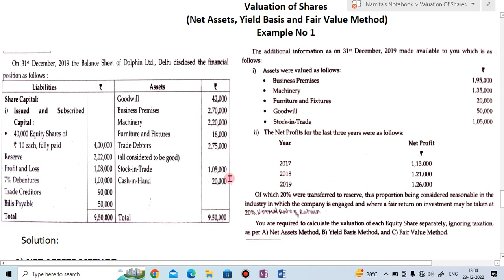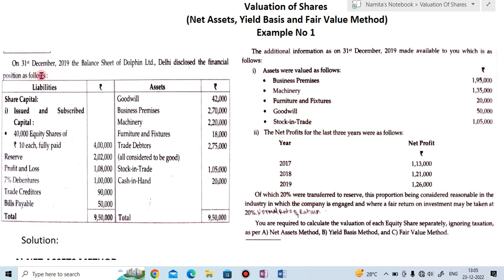Now many a times in examination they ask this type of question. Sometimes they ask to find the valuation of share by fair value method. Remember one thing: to find the fair value method you need to find the net asset method and then the yield based method, because fair value method is the average of net asset and yield based method. Okay, so now this is the example on the screen.